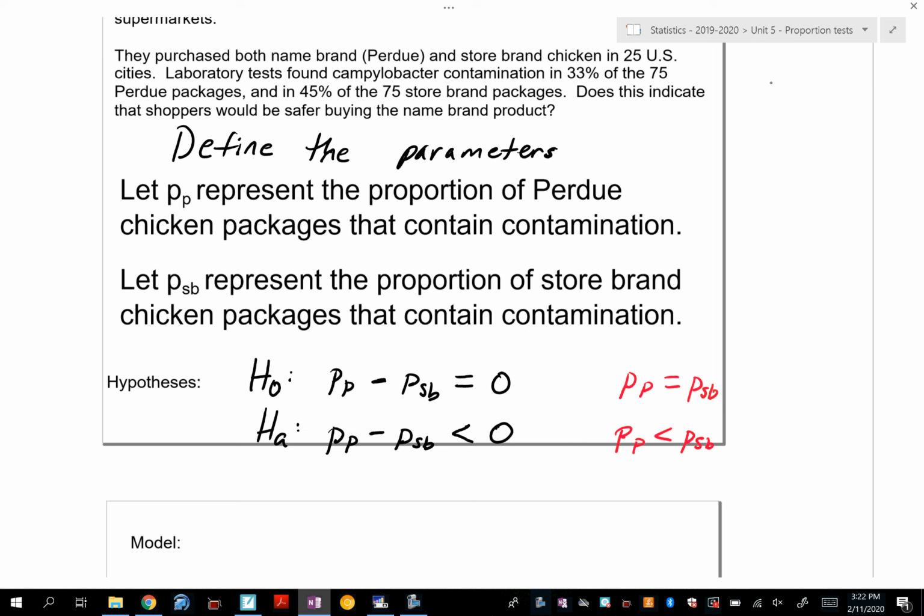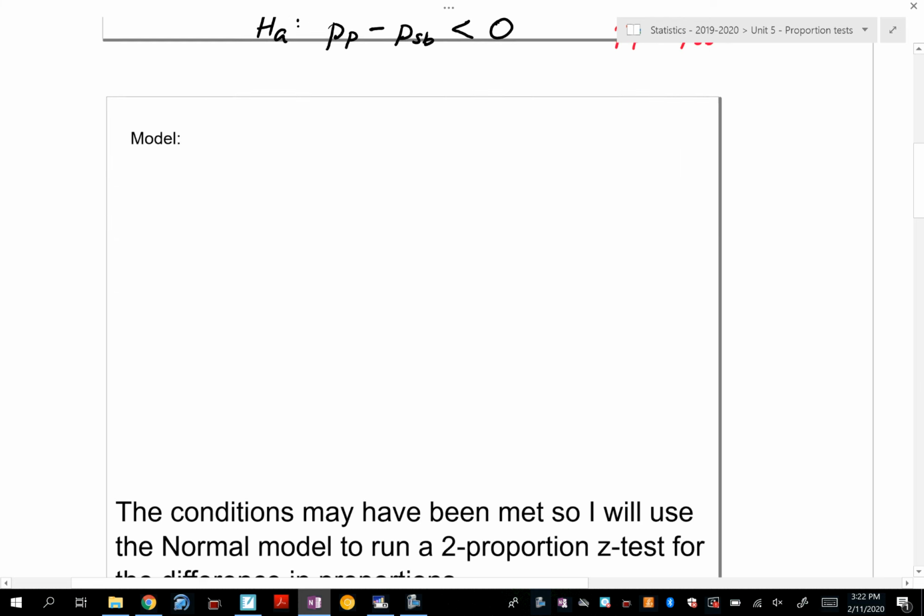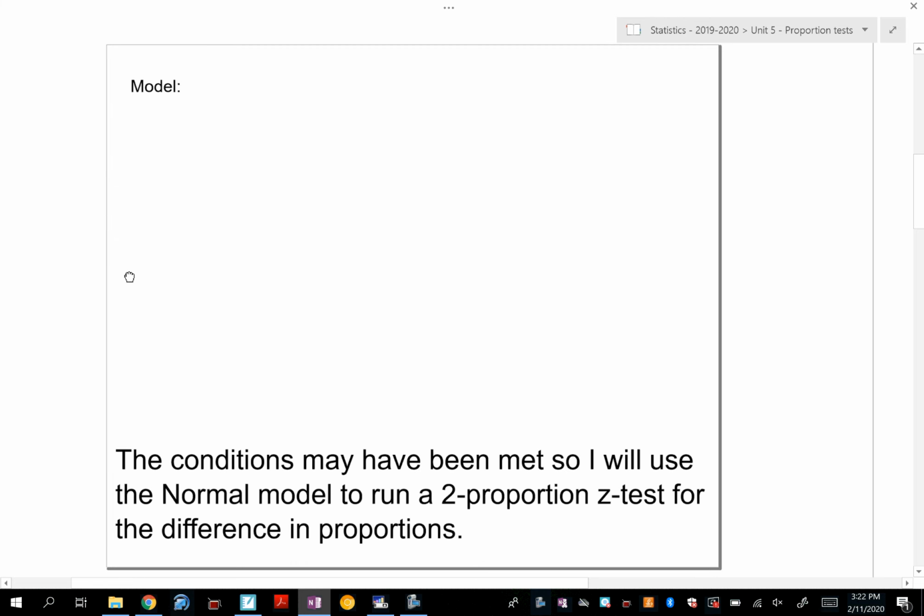Pretty good? Okay. Now, after your hypotheses, now we're ready for the model. So what's the first assumption I'm going to make? The independence assumption. Oh man, write small.